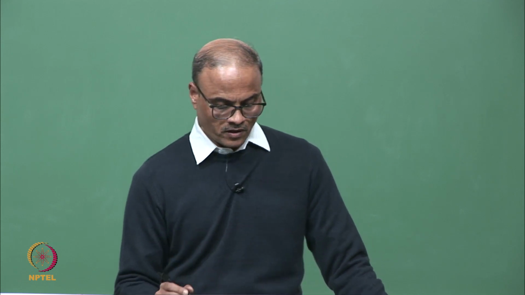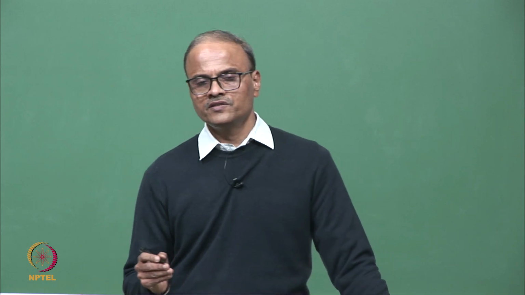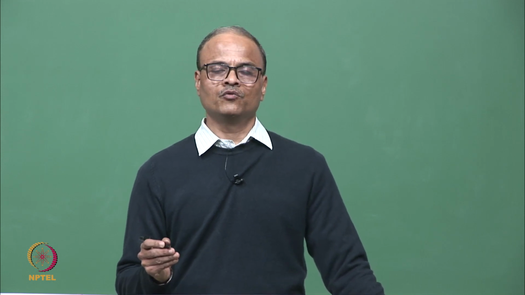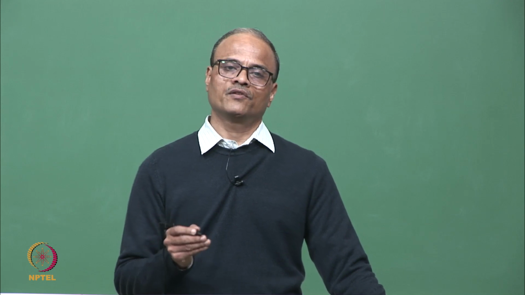Similarly, if we look at the frequency range in which omega is less than omega 3 but more than omega 2, here we notice that the mode 3 contribution is positive, and the mode 1 and mode 2 contributions are negative. So at some frequency in this range, these contributions would cancel each other, and at that frequency the FRF magnitude would be 0, giving rise to an anti-resonance at that frequency.